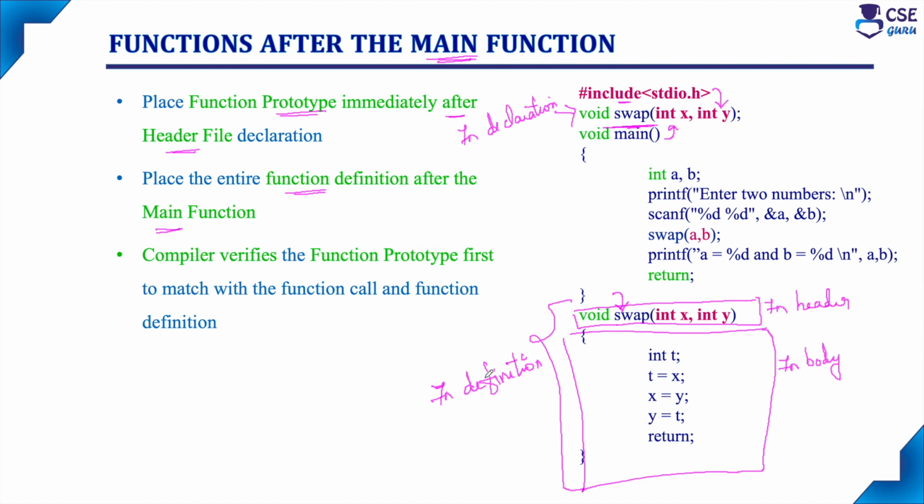So here, first, the compiler will verify the function prototype. What is the return data type of the function? What is the function name? What are the parameters we are passing? And what is the data type of the parameters? The compiler will verify everything first, and then it will match with the function definition. The complete user-defined function we are placing immediately after the main function. This is the general method all programmers will follow to implement the user-defined function.